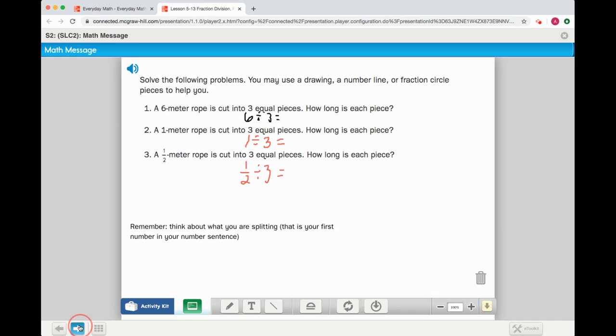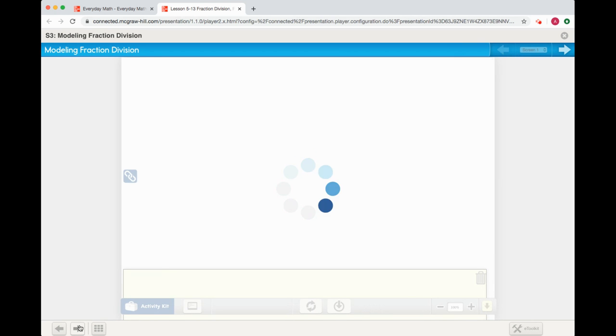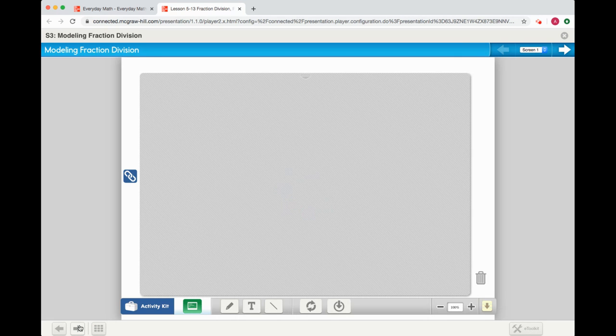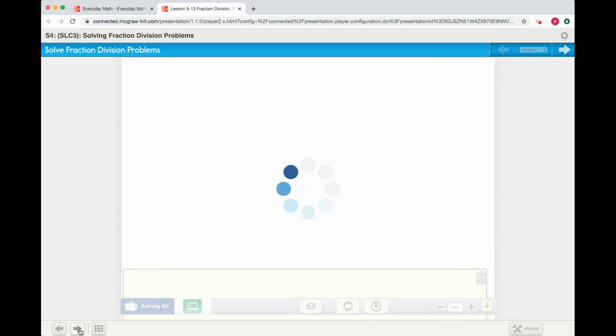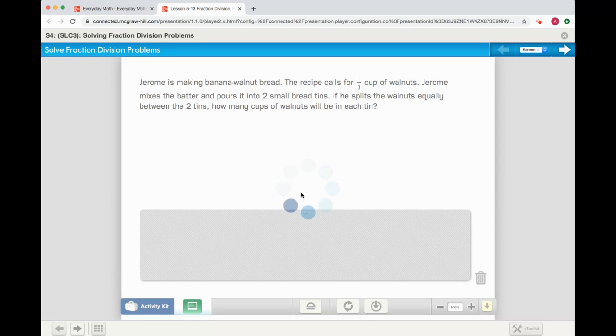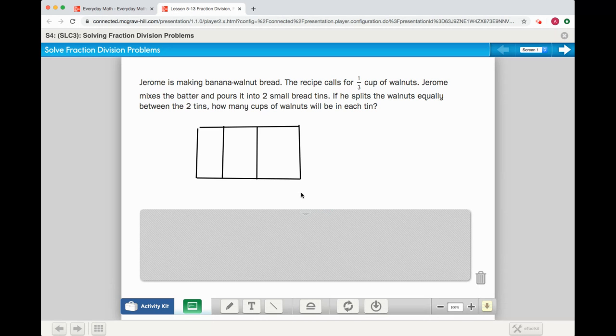Okay. What we're going to do now is walk you through a division word problem story before you're going to try some on your own. Okay, so if you look at this problem, let's read it together. Jerome is making banana walnut bread. The recipe calls for 1/3 cup of walnuts. Jerome mixes the batter and pours it into 2 small bread tins. If he splits the walnuts equally between the 2 tins, how many cups of walnuts will be in each tin?